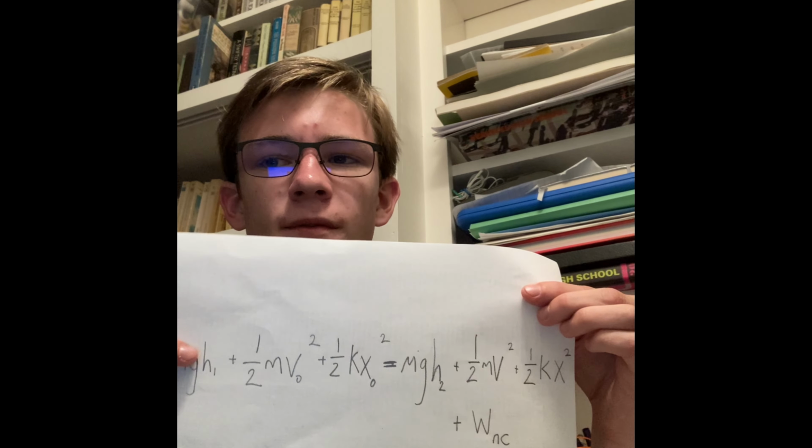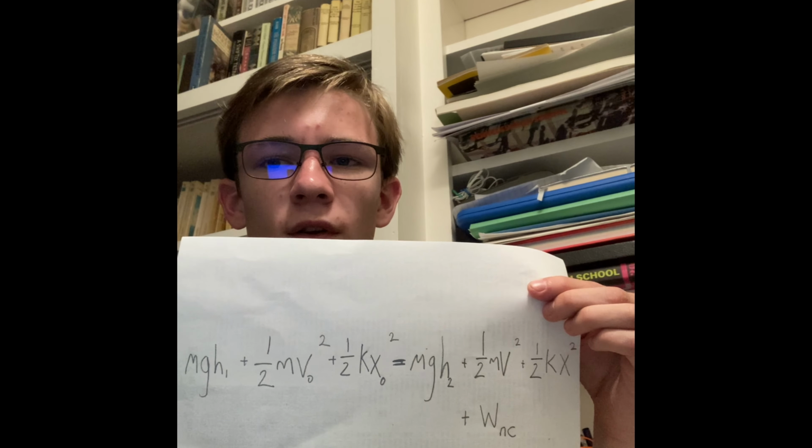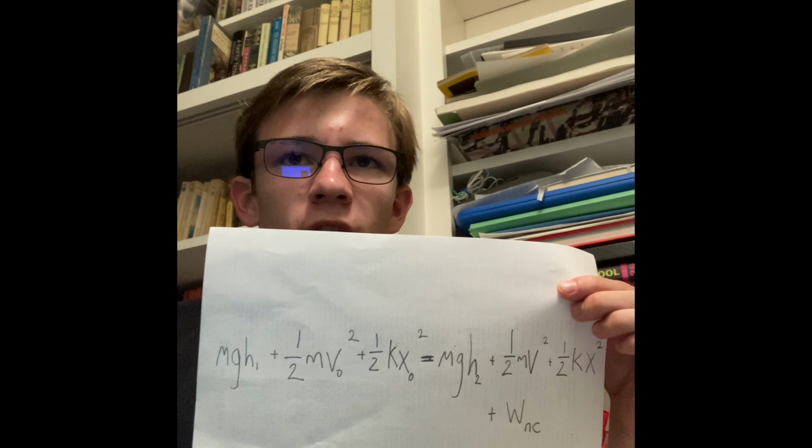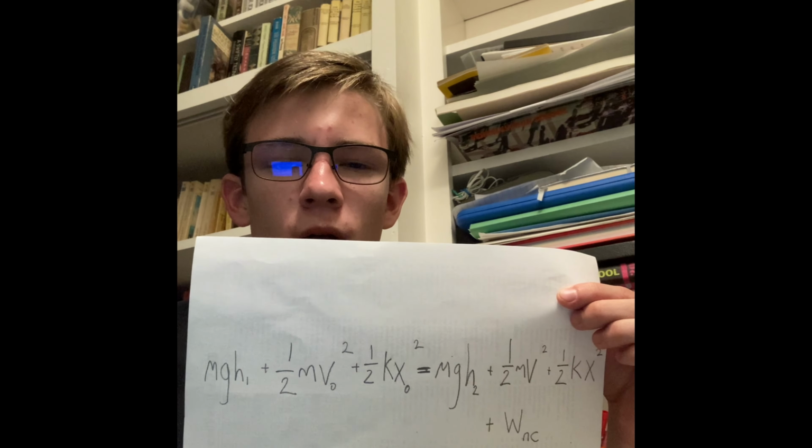And now for some background. The law of conservation of energy says that energy can only be changed from one form to another, not increased or decreased. Writing this in equation form, we get initial potential energy plus initial kinetic energy equals final potential energy plus final kinetic energy plus non-conservative work.